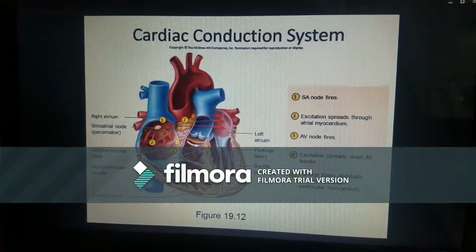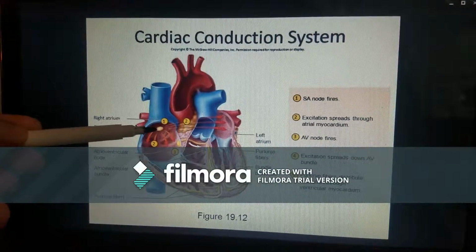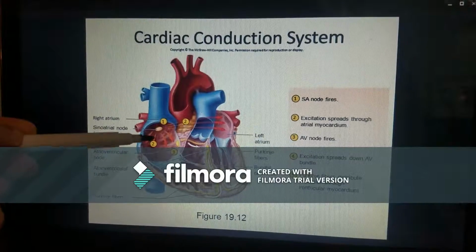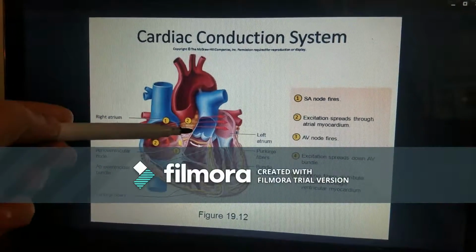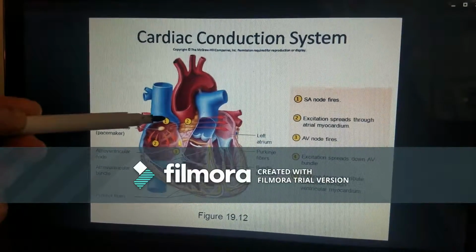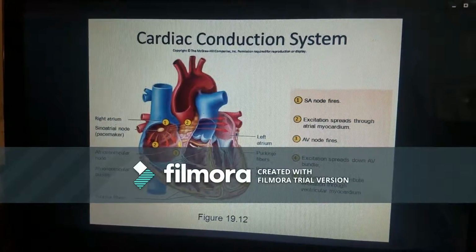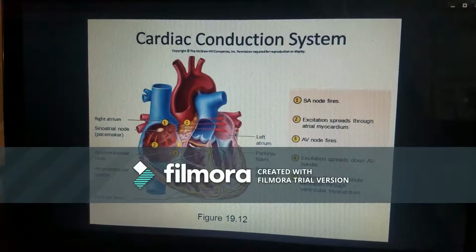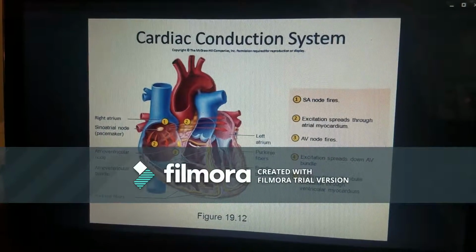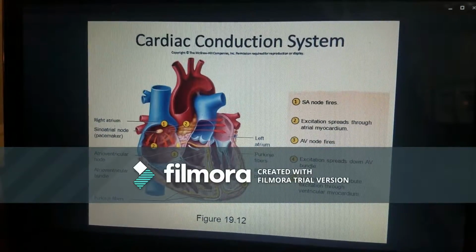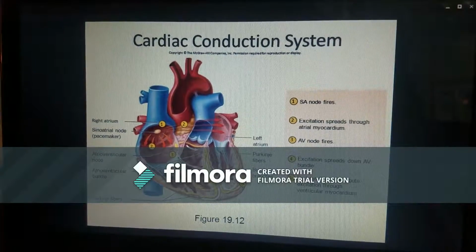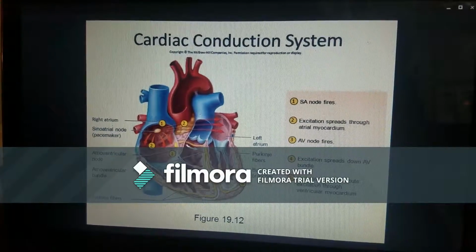The sinoatrial node will fire. This node is found in the right atrium, right under the epicardium, near the superior vena cava. This is the part of the heart that will allow your body to create a rhythm for the heartbeat and determine how fast or slow it will go.